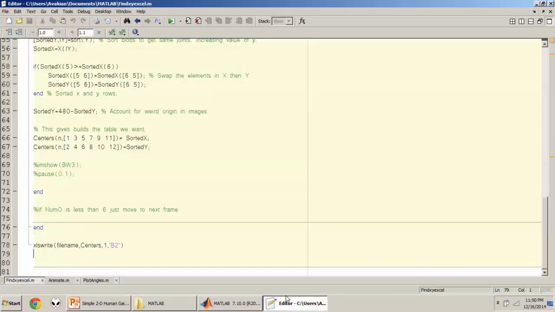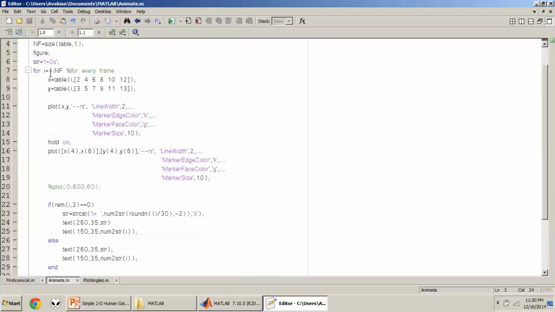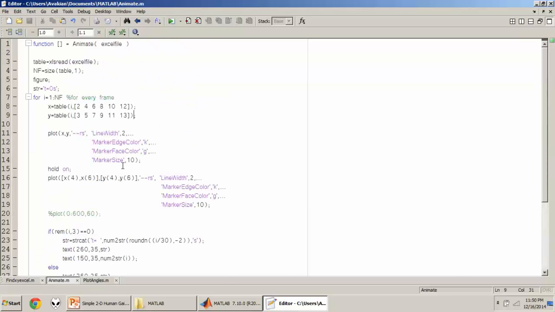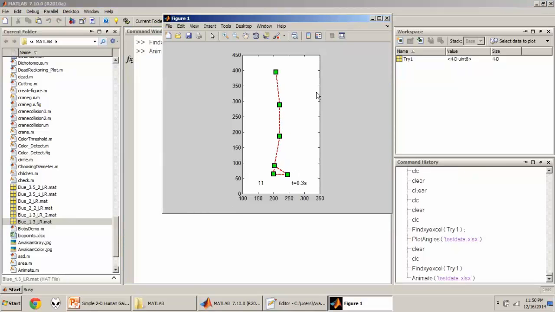So I'll just showcase that. This is the animate function right here. Here we just read the Excel file again, and for every frame, we tabulate the X and Y values, and we basically just plot them, and there are some plot functions here that don't really matter. So I'm just gonna animate my Excel file, and this is the result.